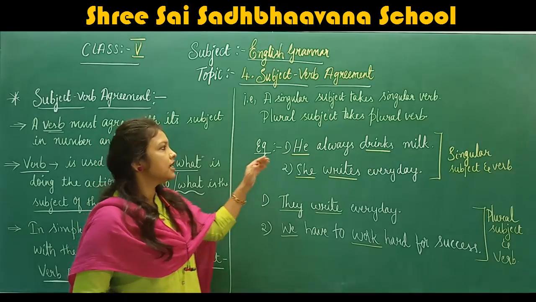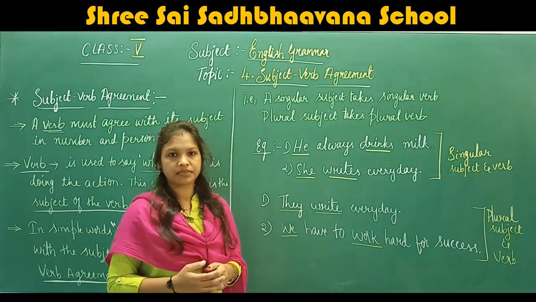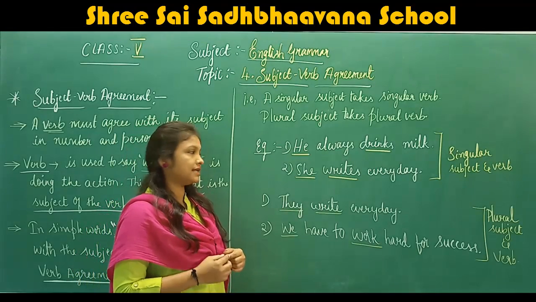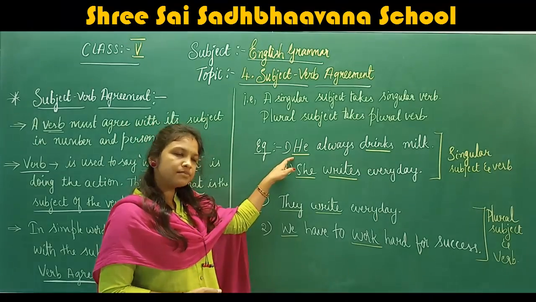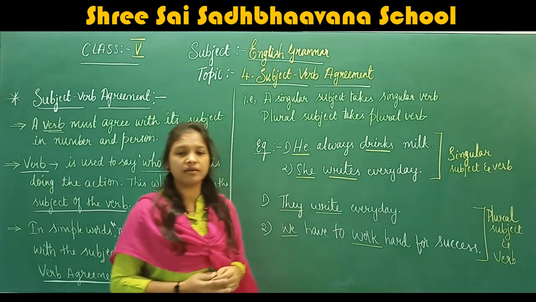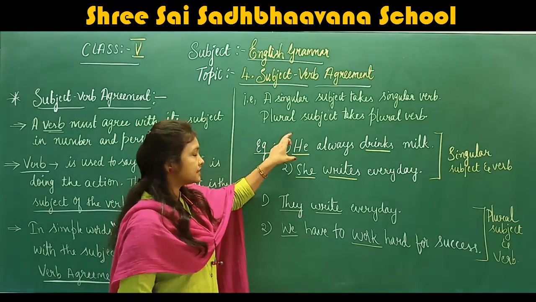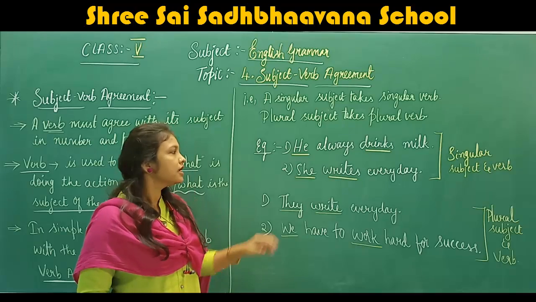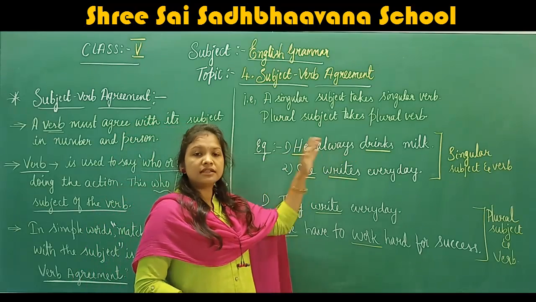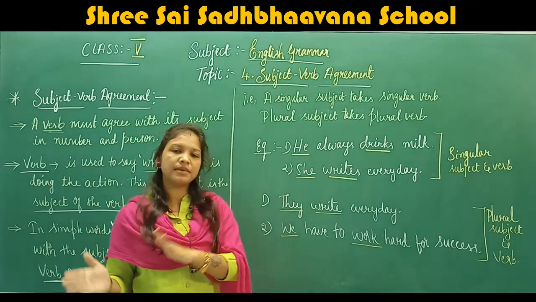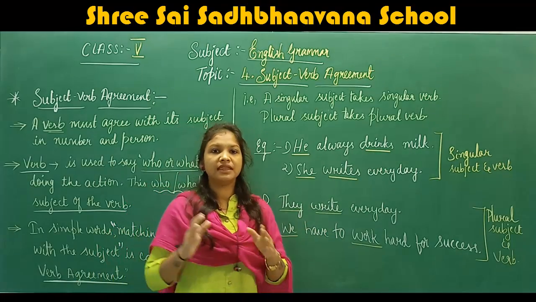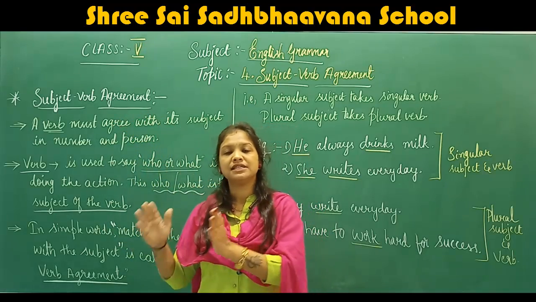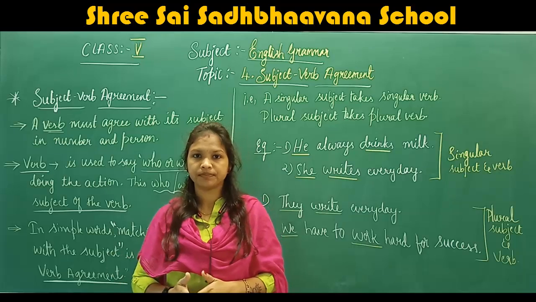See, for example, he always drinks milk. In this example, he is a singular subject and drinks is a singular verb. So a singular subject takes a singular verb. Understood, children? When we take a singular subject with a singular verb and a plural subject with a plural verb, it is subject-verb agreement. Here the verb is matching its subject.